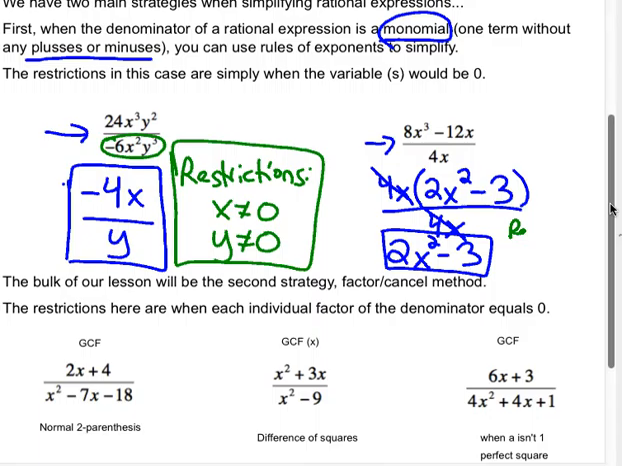All right, so that is my simplified expression. My restrictions, well, restrictions come from the original denominator. Here, the original denominator is a monomial. So if my x is 0, that would make the whole thing undefined. So again, whenever the denominator is a monomial, you can just set that variable equal to 0. That becomes your restriction.